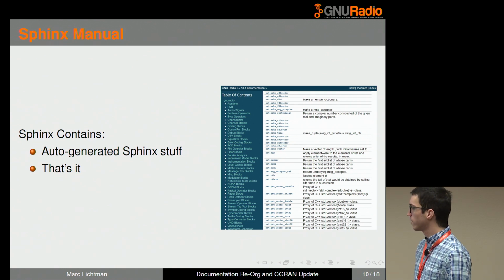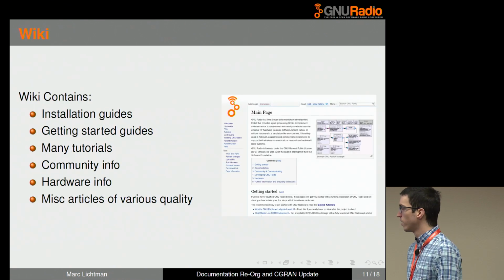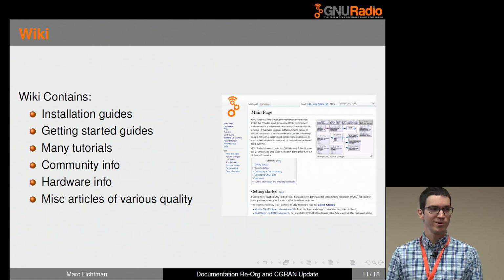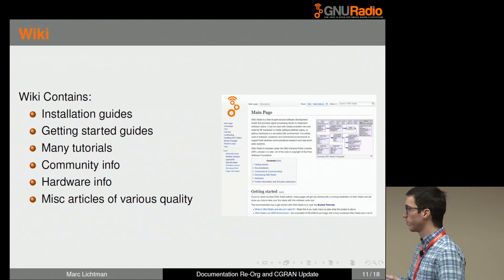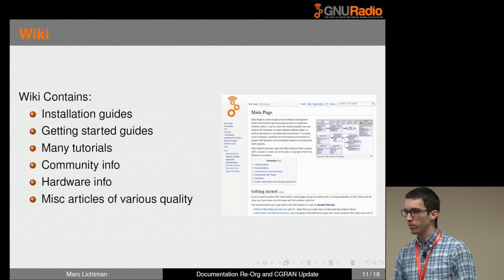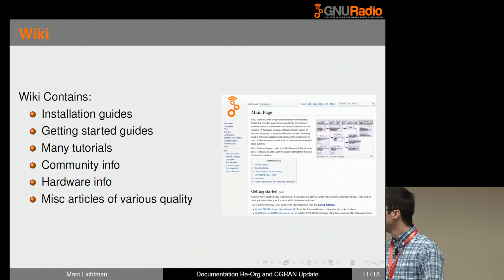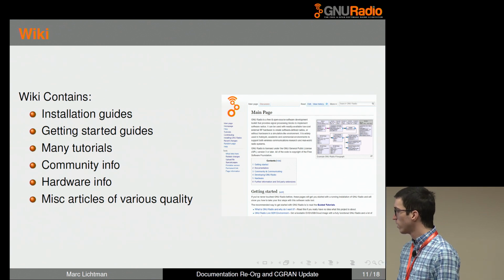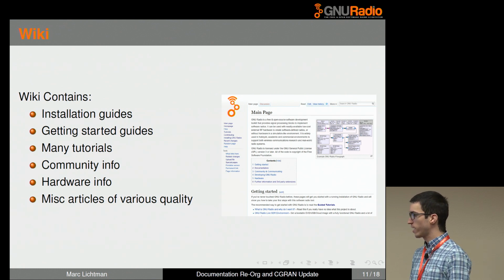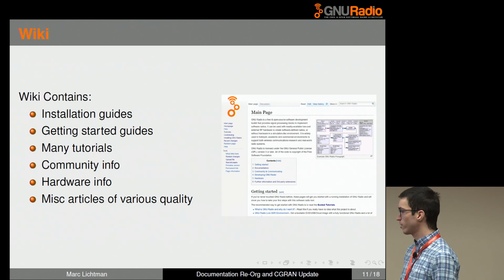Now, as far as the wiki, it's definitely gained a lot of traction the last year or so. It contains probably the best installation guides, getting started guides, tutorials, links to other information out there on the internet. There's community info like the dev call notes, hardware info, and just various miscellaneous articles. And I'd encourage you to check out the GNU Radio Wiki.